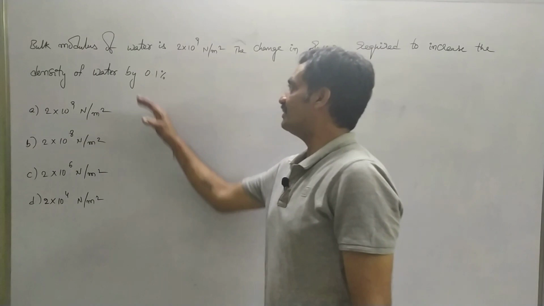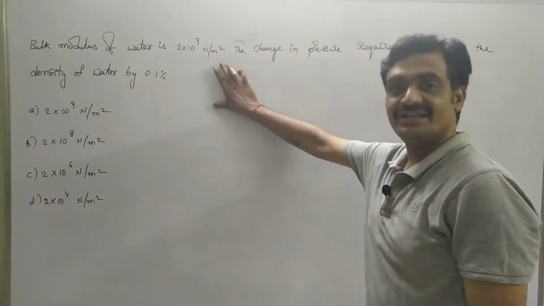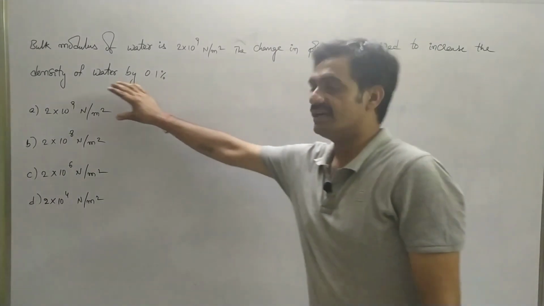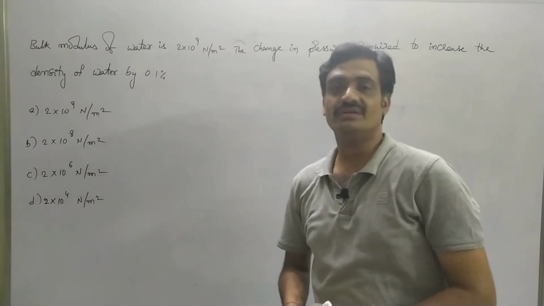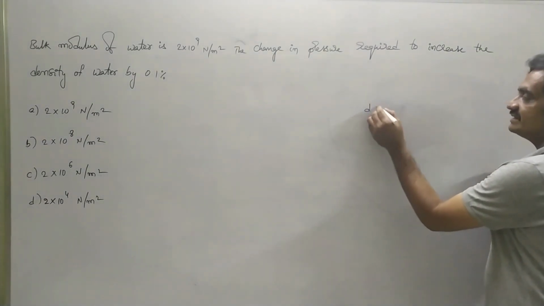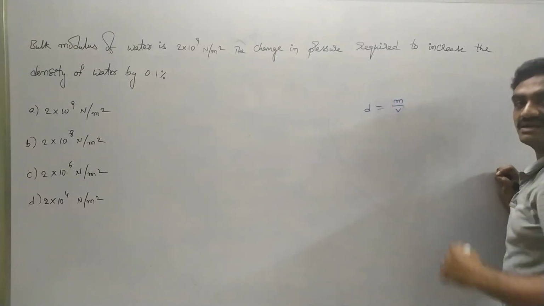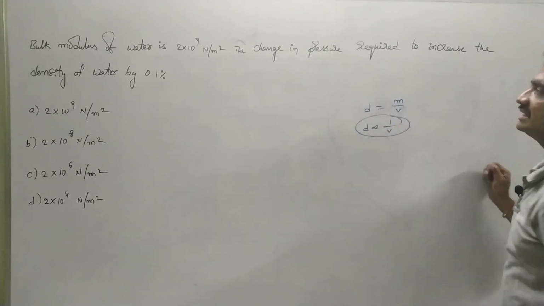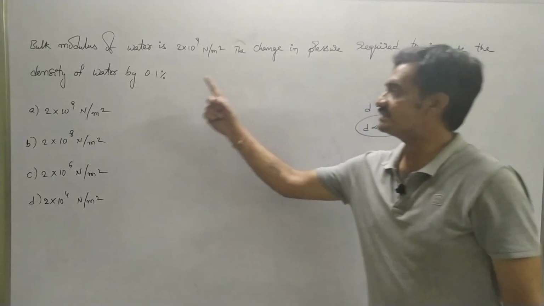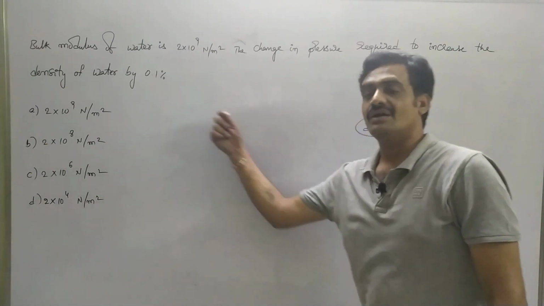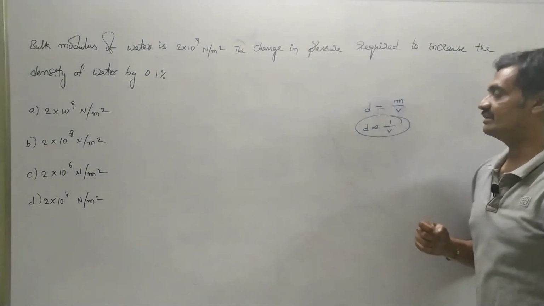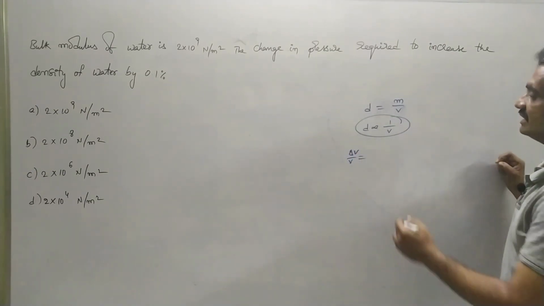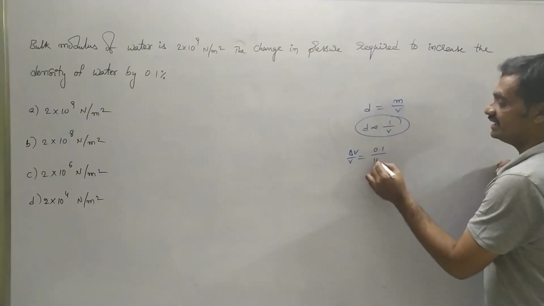Observe the next problem. The bulk modulus of water is 2 into 10 to the power of 9 newton per meter square. Find the change in pressure required to increase the density of water by 0.1%. You know that density is equal to mass by volume. If the mass remains constant, we can represent that density is inversely proportional to volume. As the density increases by 0.1%, the volume decreases by 0.1%. Then the change in volume with respect to the original volume is equal to 0.1 by 100.